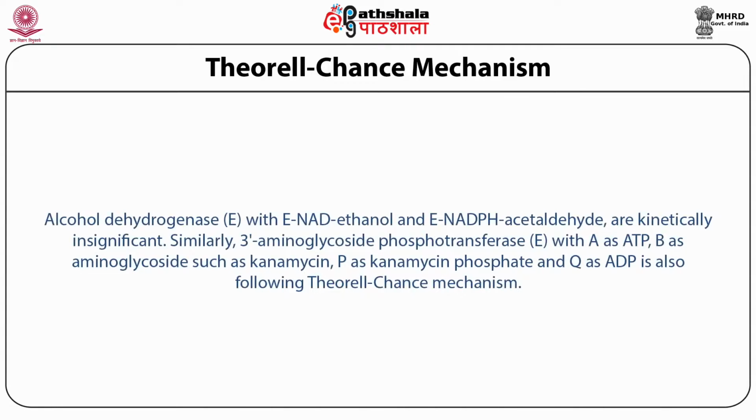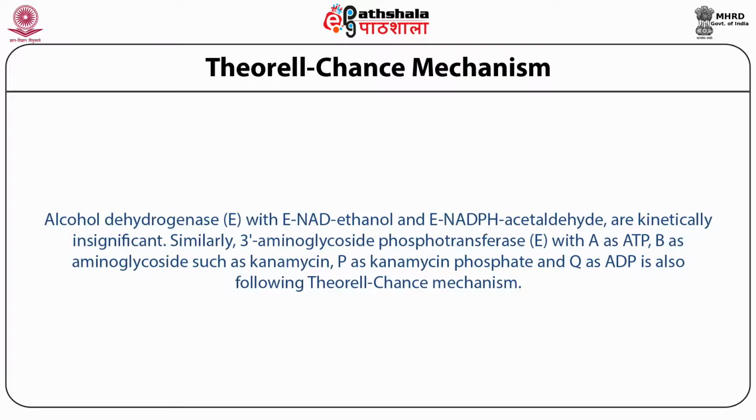Alcohol dehydrogenase, which is important in detoxification of ethanol, or conversion of ethanol, is one example which follows Theorell-Chance displacement, where the first substrate NAD binds and the second substrate ethanol binds, and the release of acetaldehyde is so fast that we don't have any ternary complex. Therefore, alcohol dehydrogenase behaves by Theorell-Chance displacement.